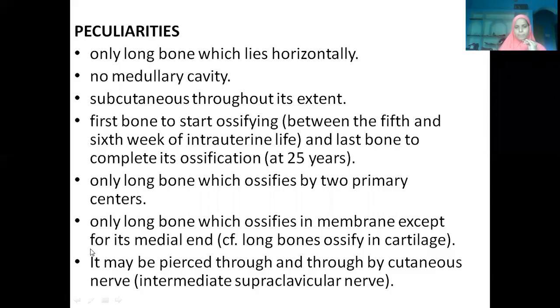So now this clavicle, which category is it coming under? This is ossifying in membrane except for its medial end, which may ossify in cartilage. Okay. Then when you look at the bone, if you have the bone in your hand, I'll show you in the picture also, there is a foramen called the supraclavicular foramen, through which the nerve will be passing. That means it is piercing and coming out.